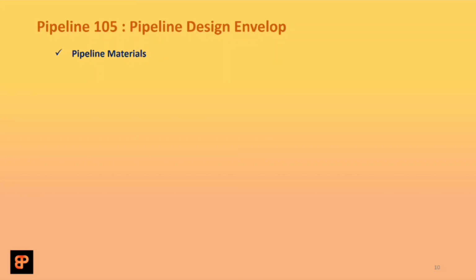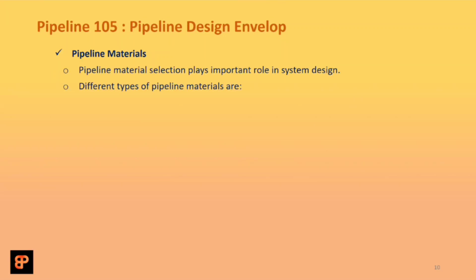Let's move to the pipeline materials. The material selection, even though it is about pipeline materials, is equally important for the upstream and downstream facilities and their equipment and process systems as well. But we are going to focus more on the pipeline material part. So what are the different types of materials we can see for pipelines?